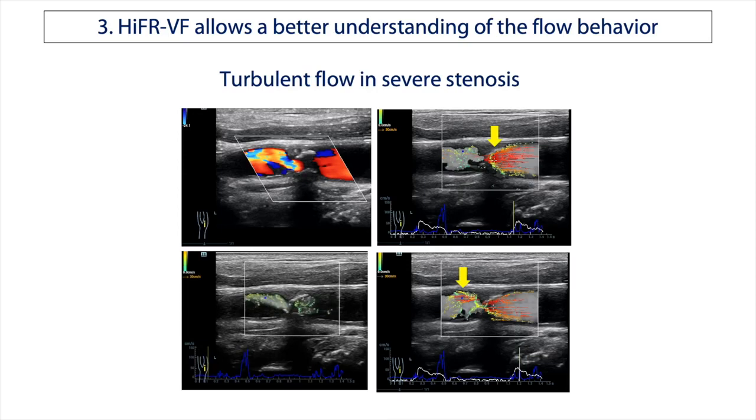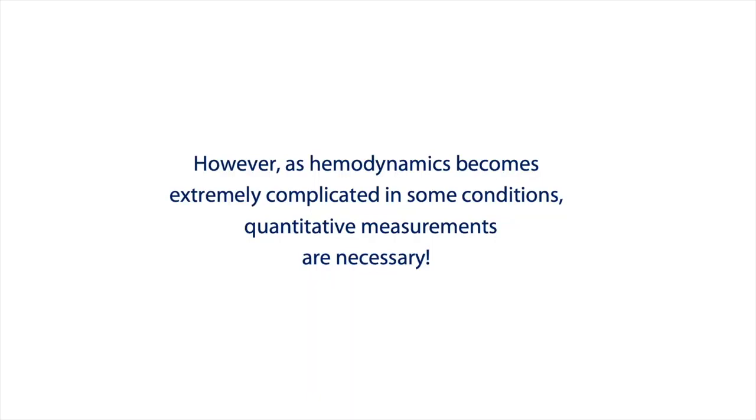Again, in case of critical stenosis, Biflow gives a more precise depiction of the flow behavior, highlighting its random movements. Even in presence of severe stenosis, the amount of turbulence is better highlighted by Biflow than by color Doppler. However, as hemodynamics become extremely complicated in some conditions, quantitative measurements are necessary.